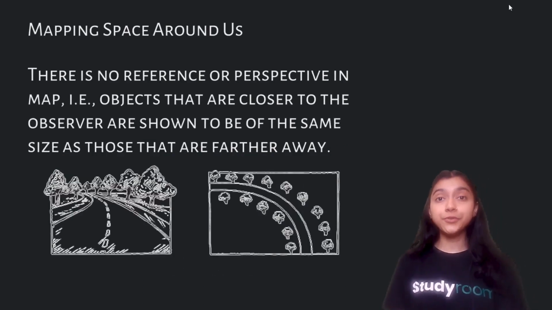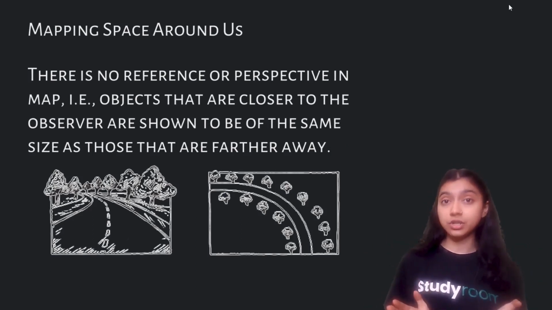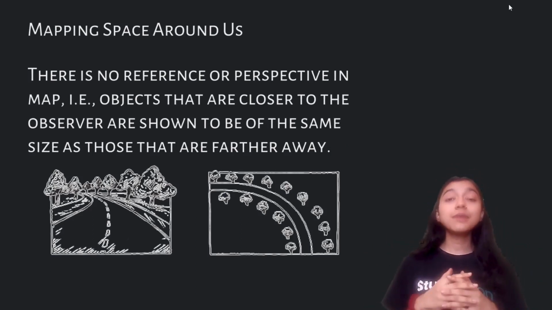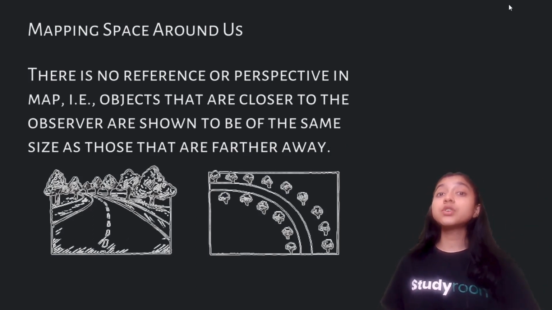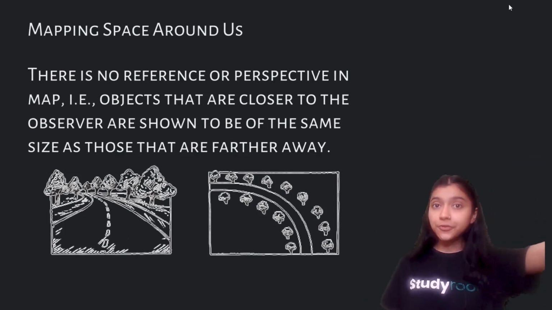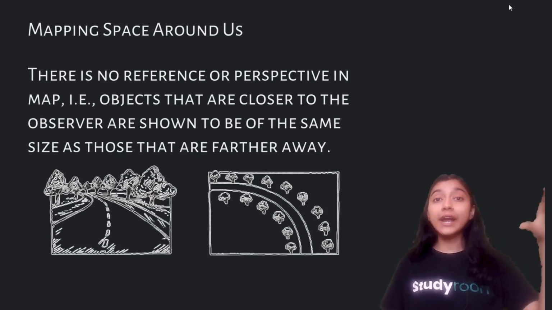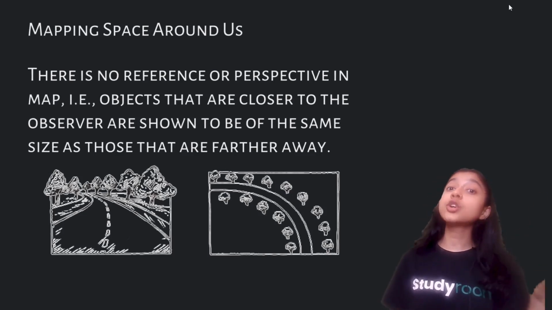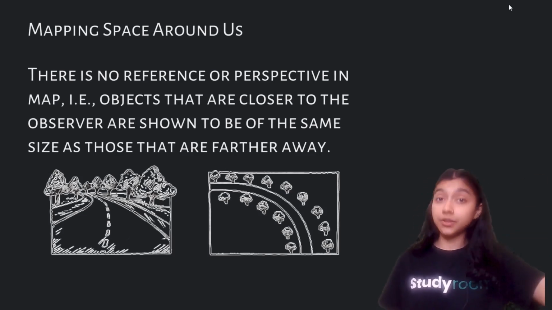Now, let me tell you the difference between drawing an actual picture and mapping. When we draw a real picture, I am the observer, drawing a real picture. So the tree that is right in front of me, I will draw of a larger size as compared to the tree that is a bit away from me. But in case of mapping, references and perspective hold no meaning. This means that the object that is right in front of me should be represented of the same size as the object that is somewhat far away from me.